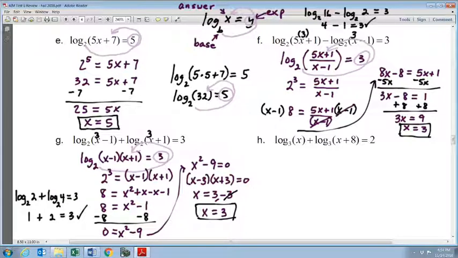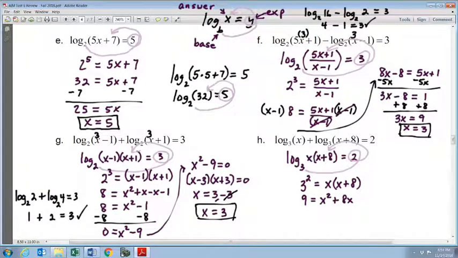All right, so here we're going to multiply the x and the x plus 8, so we can turn this into one log using the product rule. On the other side we have 2. So let's go around the world. We get 3 squared equals x times x plus 8. That's 9 is equal to x squared plus 8x.